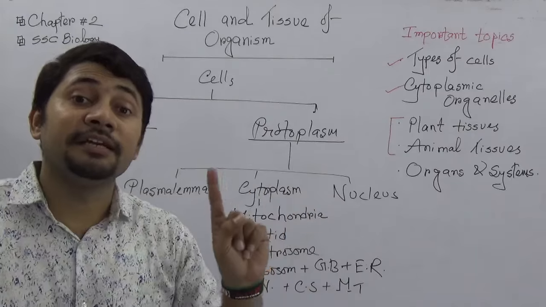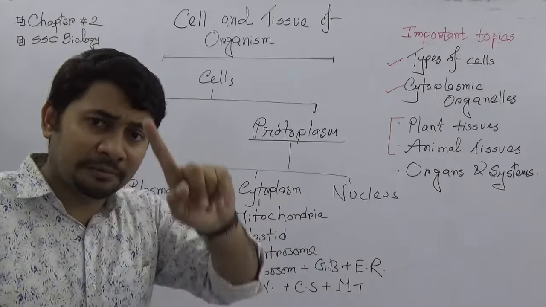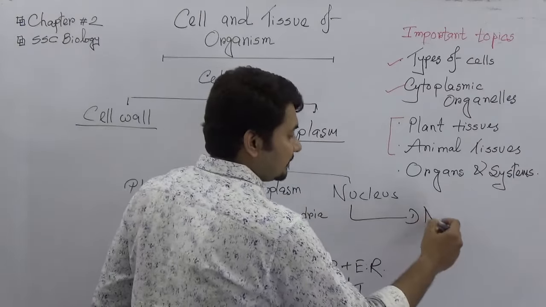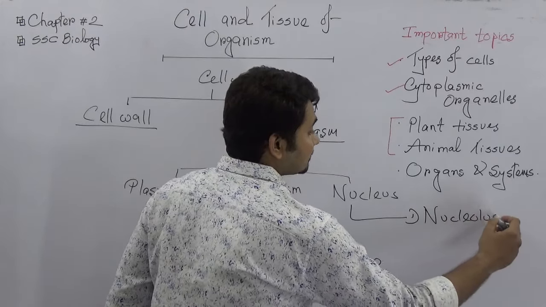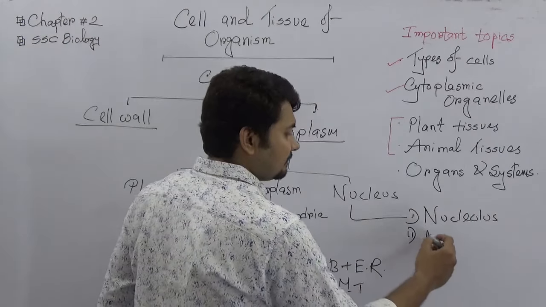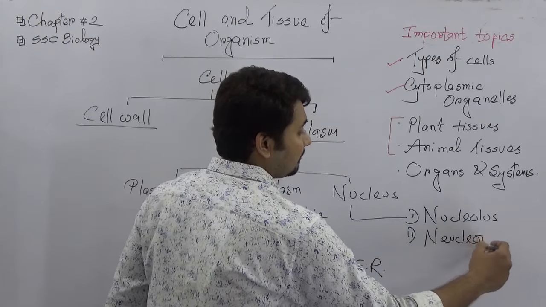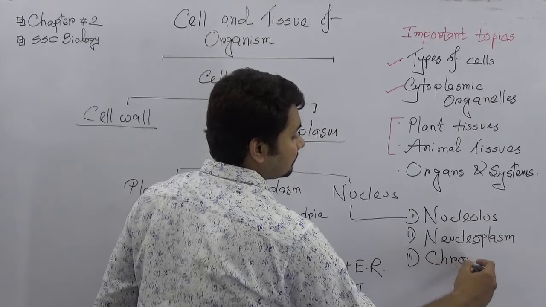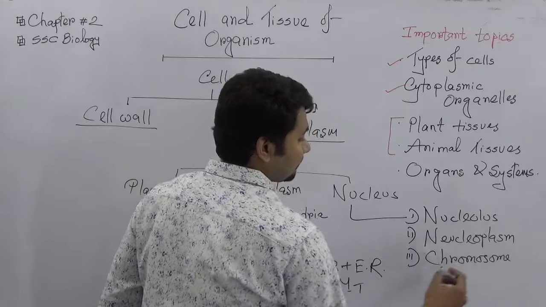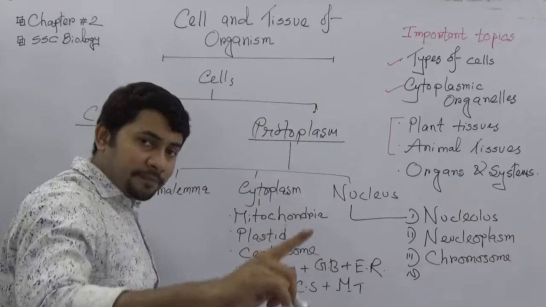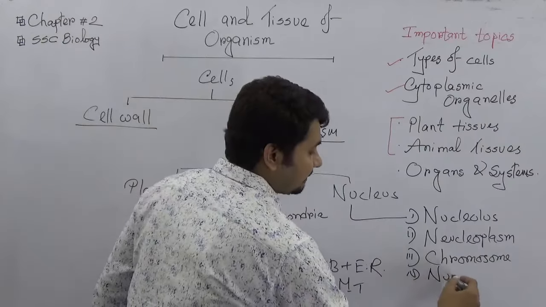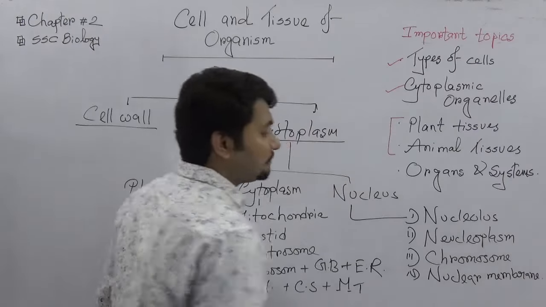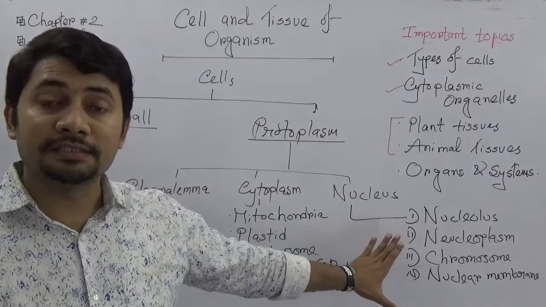This nucleus is again divided into 4 different parts. It's not about types, it's the parts of the nucleus. Number 1, inside the nucleus there will be nucleolus, and there will be nucleoplasm, and there will be the chromosome, and there will be a nuclear membrane. So these are actually the main parts of the nucleus.